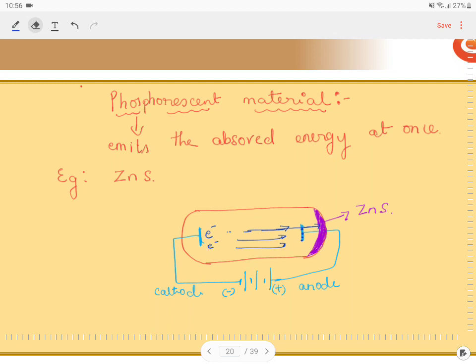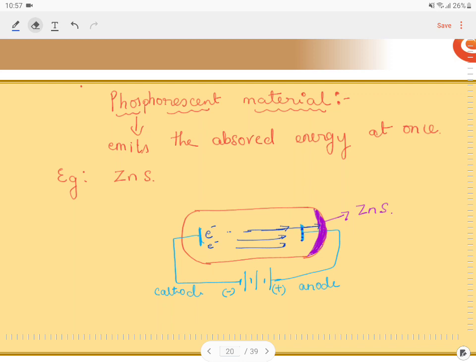So, there we studied that the electrons are emitted from cathode. When these emitted electrons are made to pass through the perforated anode, that means having a small hole. Behind this anode, we have the phosphorescent material, that is zinc sulfide. Suppose the electron hits the phosphorescent material, it glows only once.